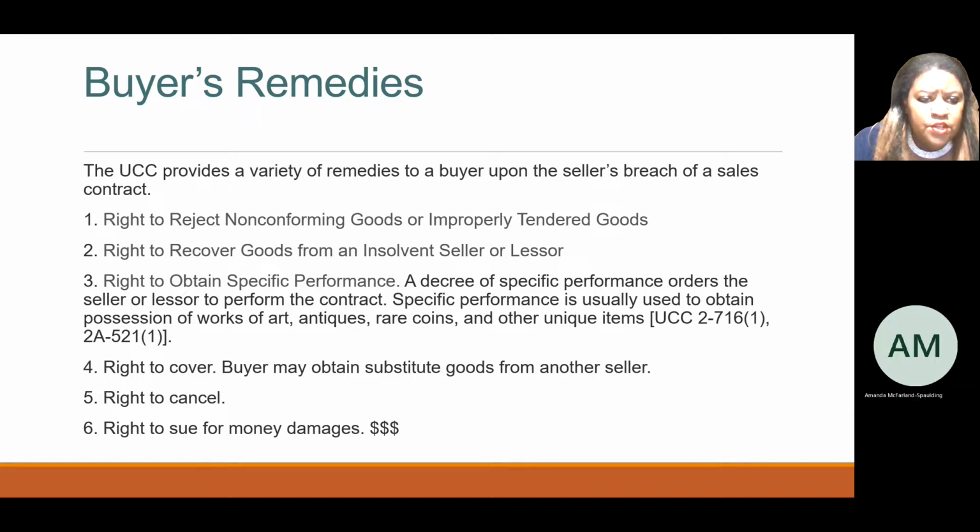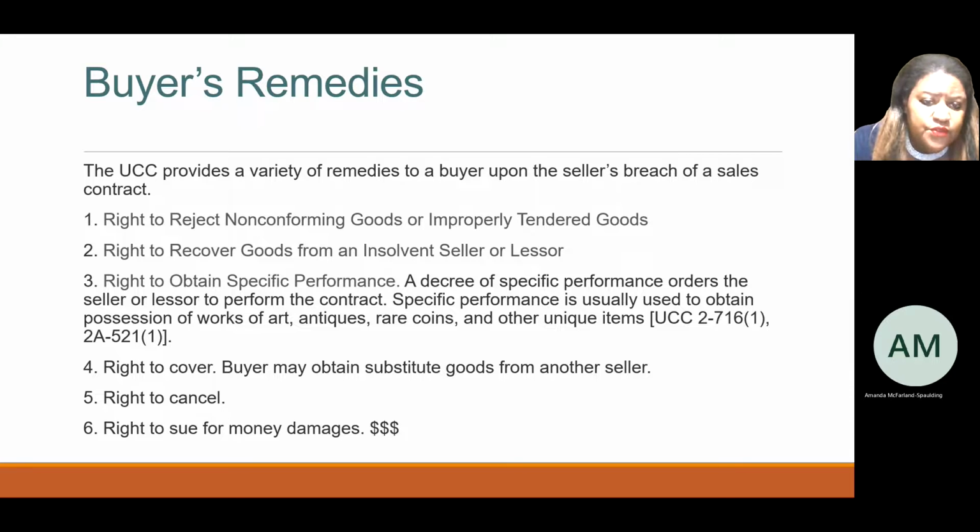One thing that you're going to need to know for your quiz, which I think is in week 3, are the buyer's remedies. The UCC provides a variety of remedies to the buyer when the seller breaches the contract. One, a right to reject non-conforming goods or improperly tendered goods. A right to recover goods from an insolvent seller. The right to obtain specific performance. So specific performance is the court ordering the seller to perform the contract. Specific performance is very rare.